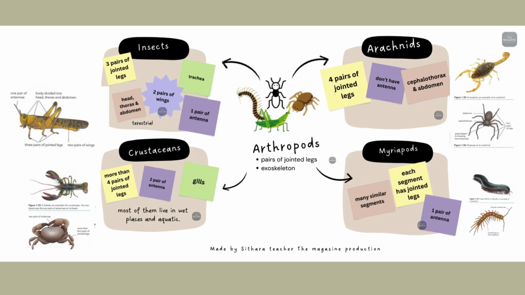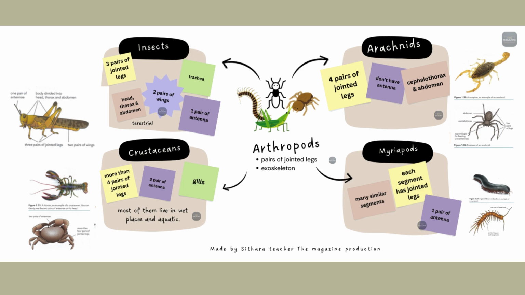Next, let's move to the crustaceans. Crustaceans have more than four legs, jointed, four pairs or more than four pairs of legs. Next, they have gills for respiration. They have two pairs of antennae. These antennae help to grab chemical sensations, they work as chemical sensors.